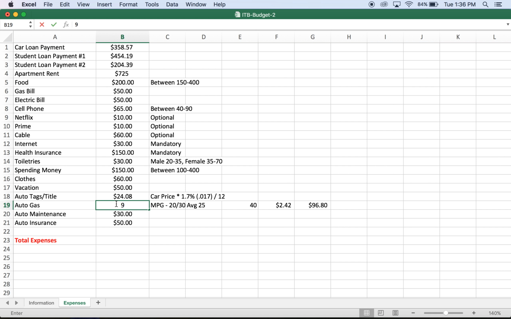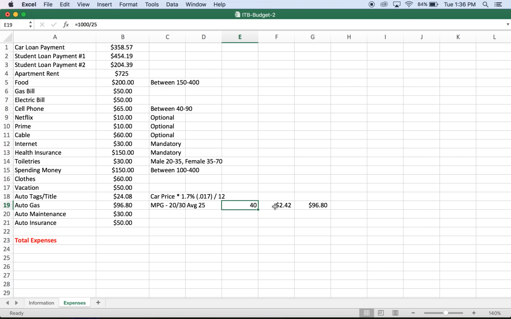So I'll put in $96.80 for my automotive gas. Again, find the average of miles per gallon, city and highway. Take 1,000, we drive 1,000 miles per month. Divide that by 25. We'll need 40 gallons of gas, $2.42 per gallon, $96.80.